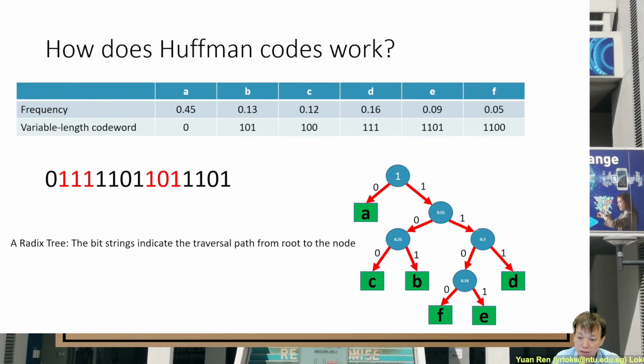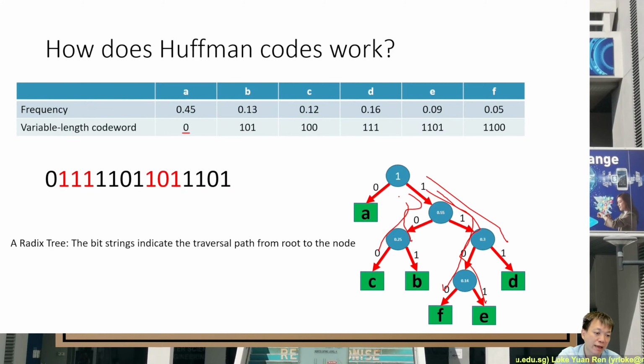This is called the radix tree. The bit string indicates the travel path from the root to the nodes. So A will be 0. Then B will be 101, C will be 100, then D will be 111, E will be 1101, and F will be 1100. So this is how they come up with the code words.